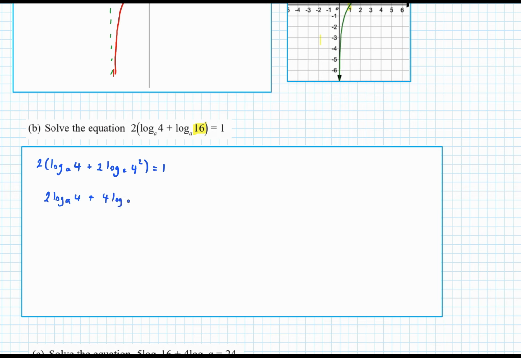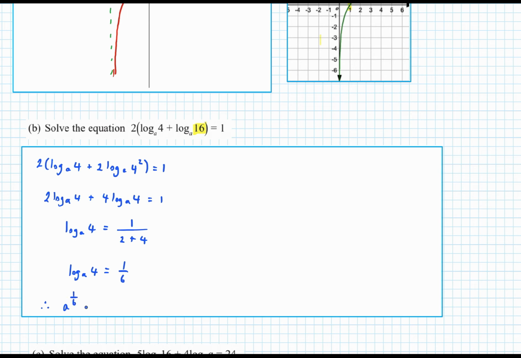So 2 log a to the 4 plus 4 log a to the 4 is equal to 1. We can now factor out our log a to the 4. So we have 2 plus 4, so 1 over, and then divide both sides by 2 plus 4. We can now simplify it to 1 over 6, and from there you can just use your rule for base a. It's the rule for base 10 as well.